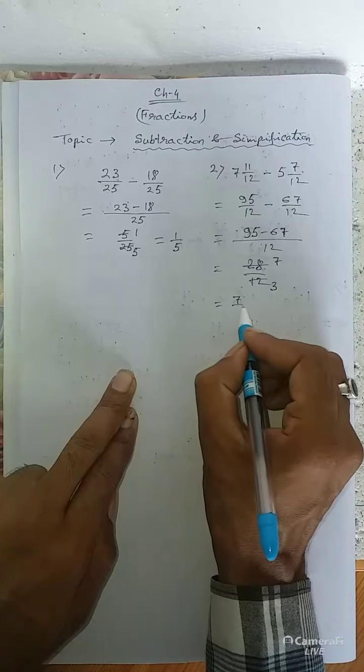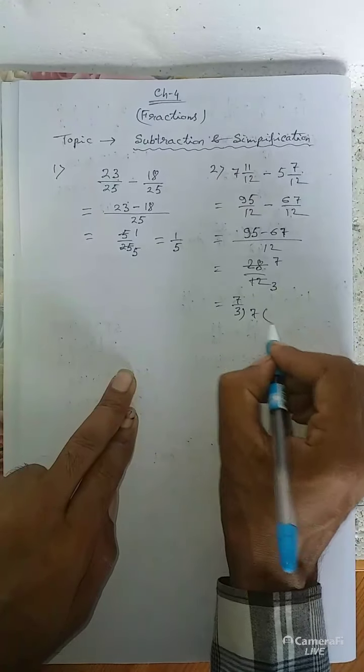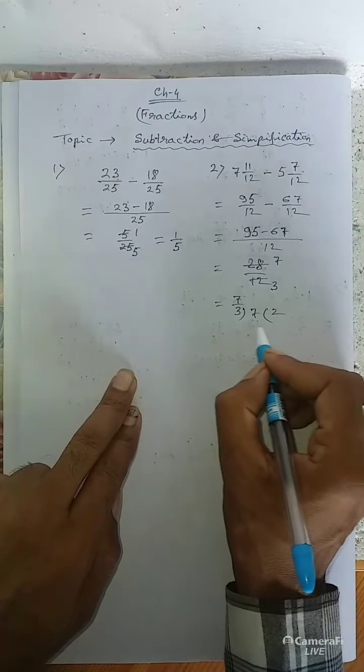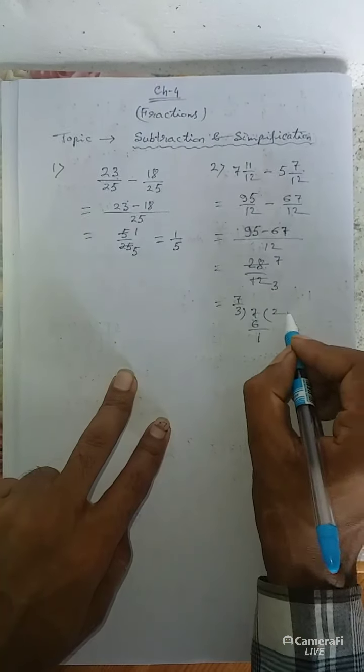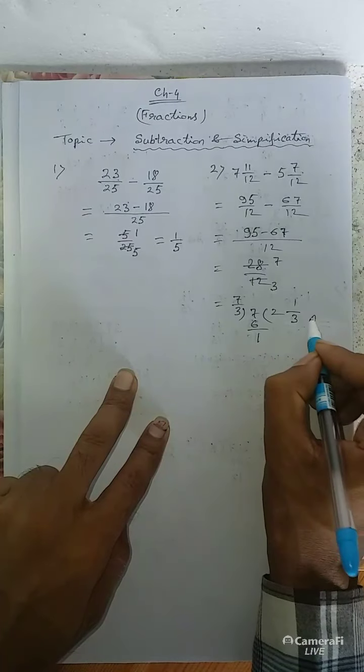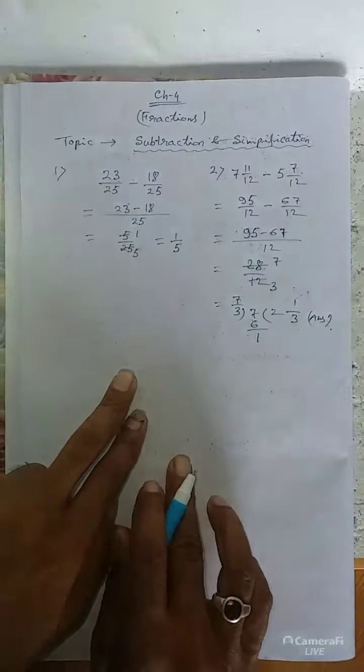Now 7 by 3 can be converted into a mixed fraction. 3 2s are 6, 1 is the remainder, so we get the mixed fraction 2 whole 1 by 3. This becomes the answer. Okay.